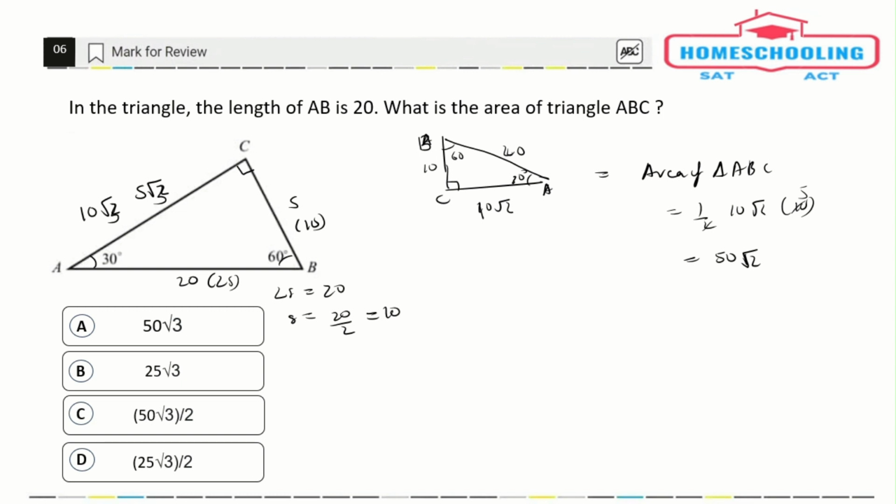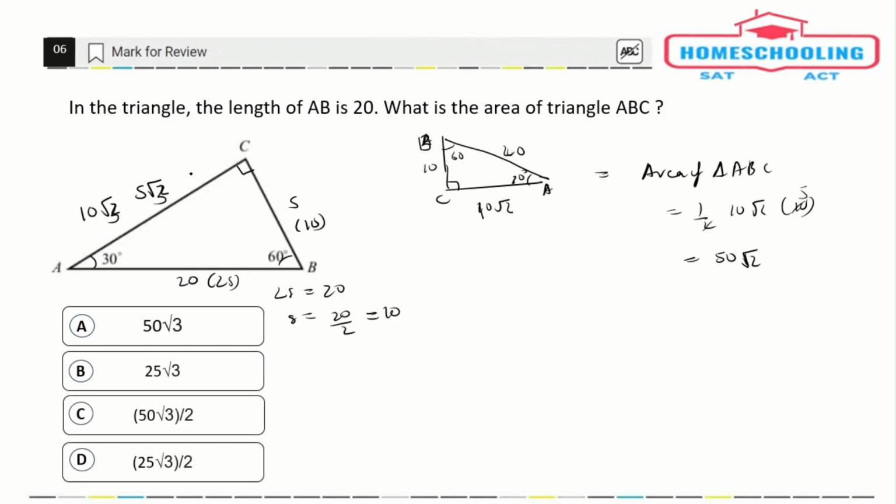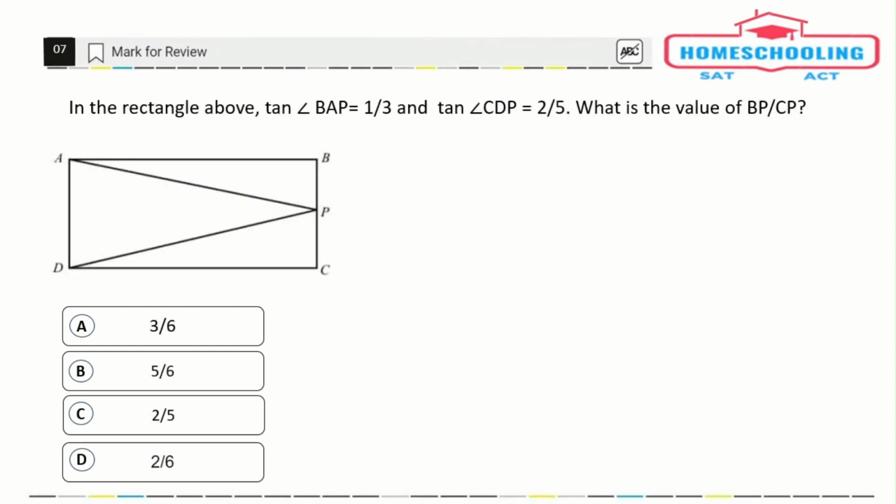Let me check whether I made the same mistake in the previous question or not. No, here I have said s root 3. Okay. I made a mistake here, kindly correct it. So opposite to 30 would be s, opposite to 90 would be 2s, and opposite to 60 would be s root 3. So this one would be 50 root 3. So this is going to be the correct answer. Now moving to the next question.